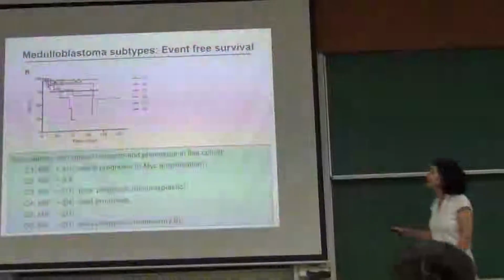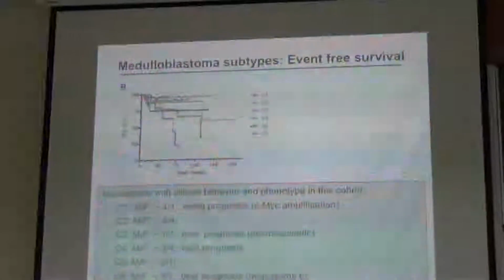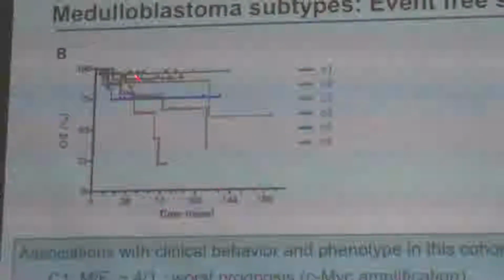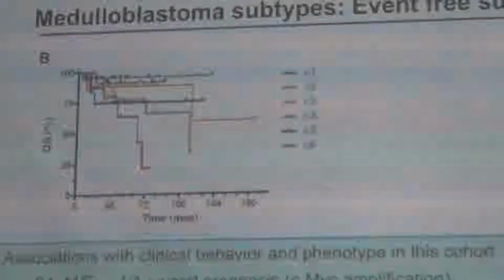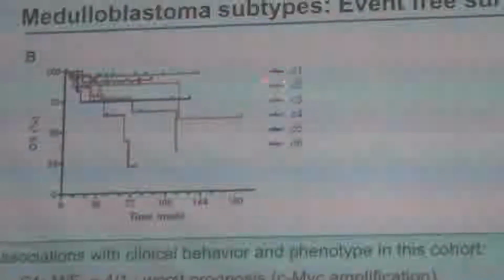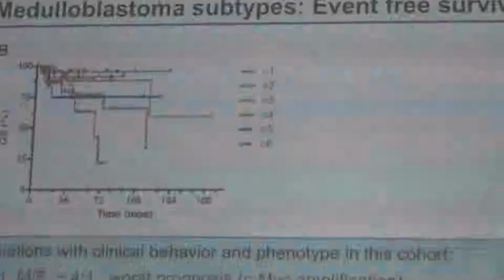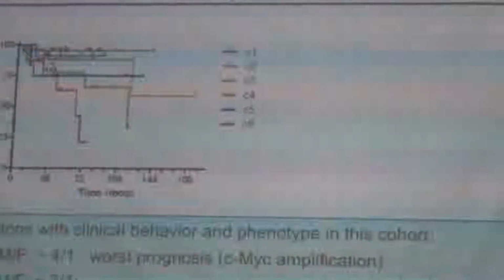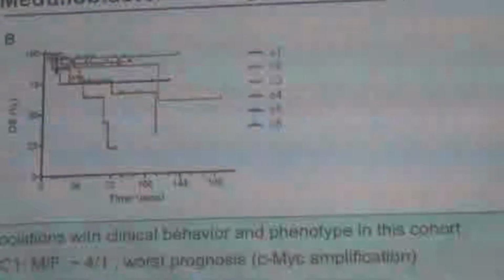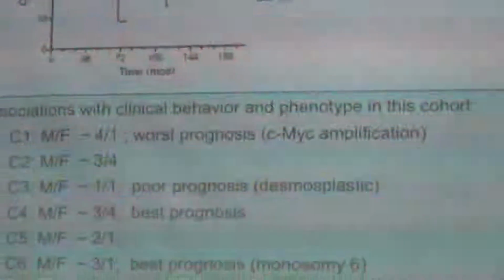And if you look at this, this is what's called a Kaplan-Meier curve. So what happens here is over time, from 0 to 180 months, you're seeing the number of patients that have died over that time period, the number of children that have died. What you can see, for example, is that this green subtype, or C4, has the best prognosis. It's about evenly divided male and female.